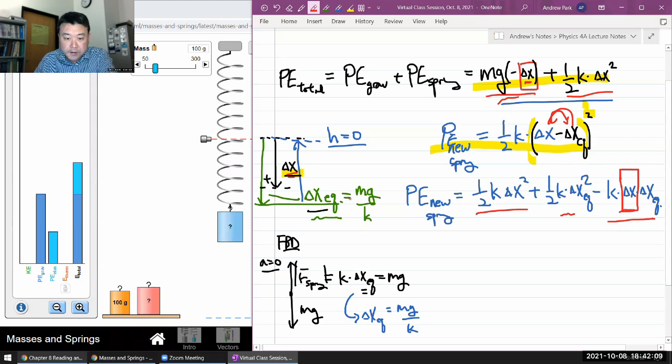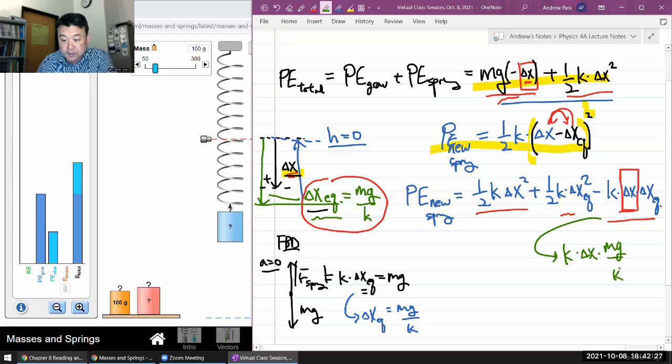And that's where this comes in useful. I can substitute this in for delta x equilibrium. So let me just do that quickly here. Rewriting this, I get k times delta x times mg over k. The k's cancel. I have delta x mg, and that is exactly that with the minus sign there. So great. I have these two matching terms, and that's all the terms.